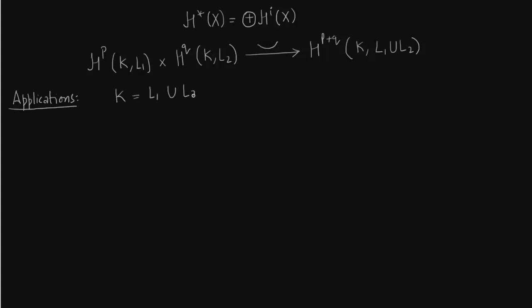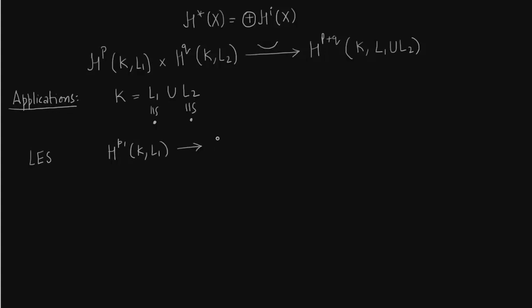K is covered by two sets L1 and L2. L1 is contractible and L2 is contractible. So we are saying they are homotopically equivalent to a point, by deformation retraction. So the question is, what is the multiplication in the ring H star K? So let us address that.